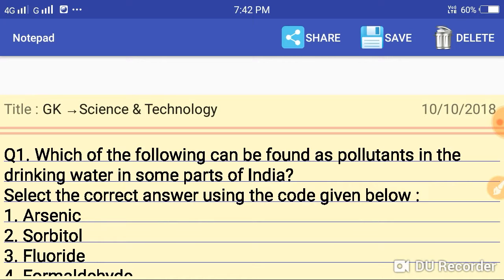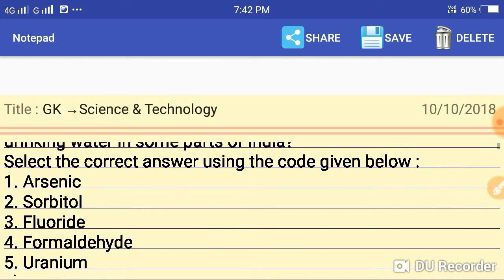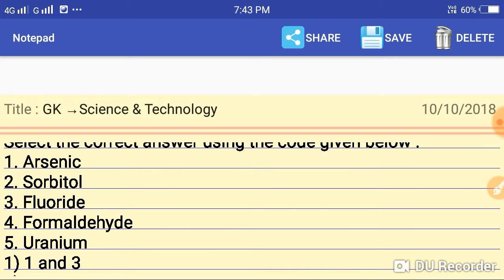Question number 1. Which of the following can be found as pollutant in the drinking water in some parts of India? Select the correct answer using the code given below. The right answer will be option number 1 and 3. Arsenic is number 1, fluoride is number 2. Option 1 and 3 is the right answer.